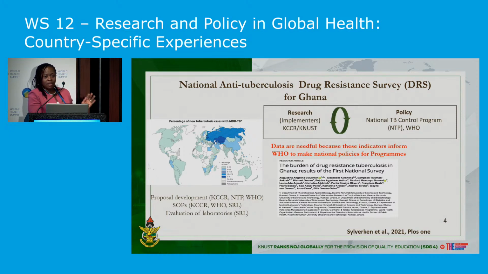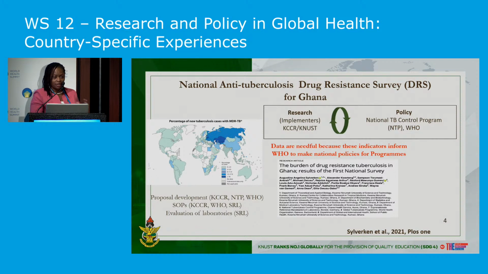I think this is a very clear example of how in Ghana we're able, together with policymakers, to churn out data for WHO on the level of drug-resistant tuberculosis. And this was for the first time in Ghana pertaining to drug-resistant tuberculosis. So we have two groups: the researchers, KCCR, were the implementers, and in terms of the policymakers, we had the National Tuberculosis Control Program and, of course, the WHO.